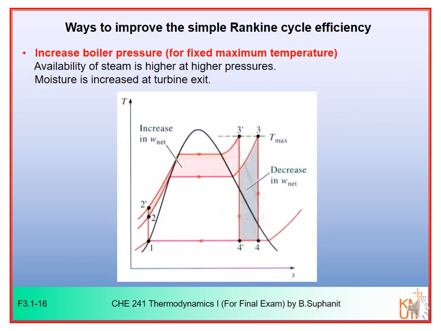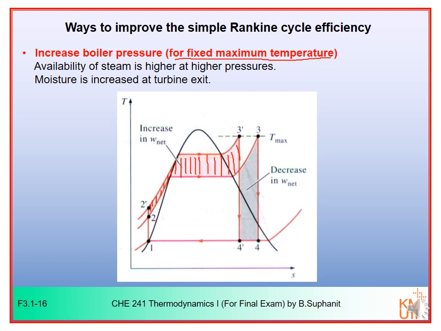The second way is that you can also increase the boiler pressure. If you fix the process at the same maximum temperature but only increase the boiler pressure, you can see that you have more area from the pink area here. It means that you get more net work output. But if you operate at the same maximum temperature, it means that you have to expand deeper into the two-phase region.